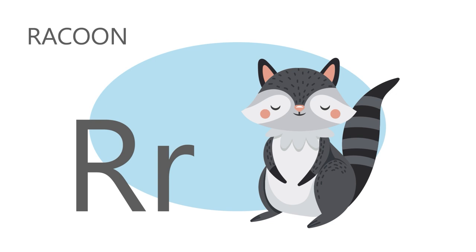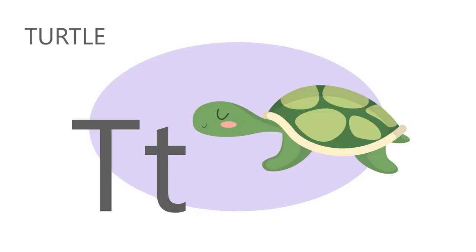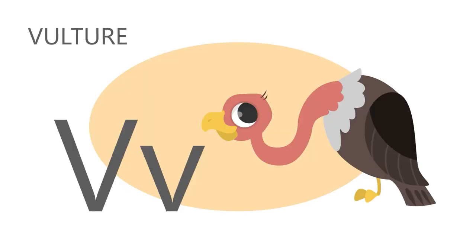R is for raccoon. R, r, raccoon. S is for seagull. S, s, seagull. T is for turtle. T, t, turtle. U is for unicorn. U, u, unicorn. V is for vulture. V, v, vulture.